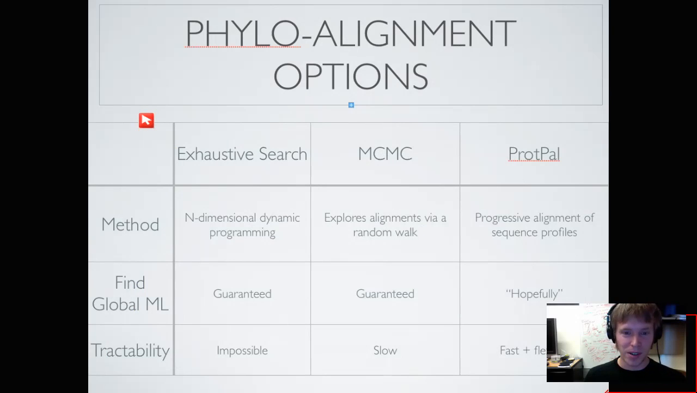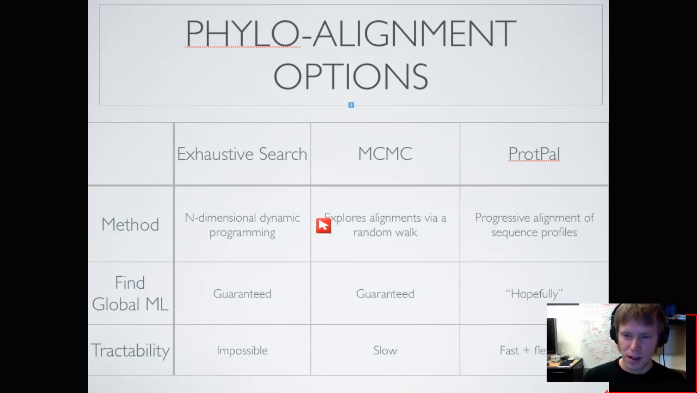And so, considering this and looking at our possibilities, if we want to do phylogenetic alignment, what are the ways we can do it? Like I mentioned, n-dimensional dynamic programming is basically what constructing that state space and doing inference under it amounts to. You are guaranteed to find the best global ML alignment, but it's basically impossible for time and memory constraints.